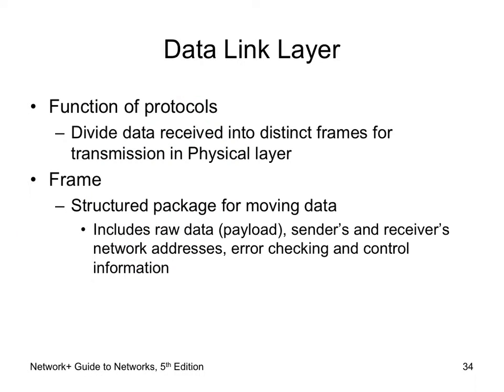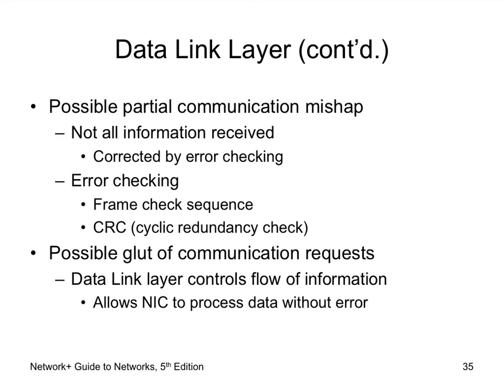Now the data link layer. The data link layer is to divide the data that's received into distinct frames for the transmission on your Cat5 or your Wi-Fi or your fiber, whatever it is your network's backbone is. The frame is basically structured to move the data, so you've got your payload, which is the text that you typed in to submit tonight in the lab. The sender's and receiver's network address, error checking, and control information are all wrapped around it.